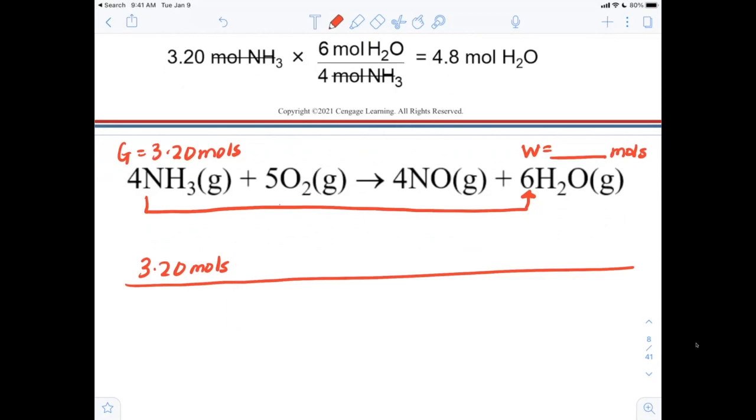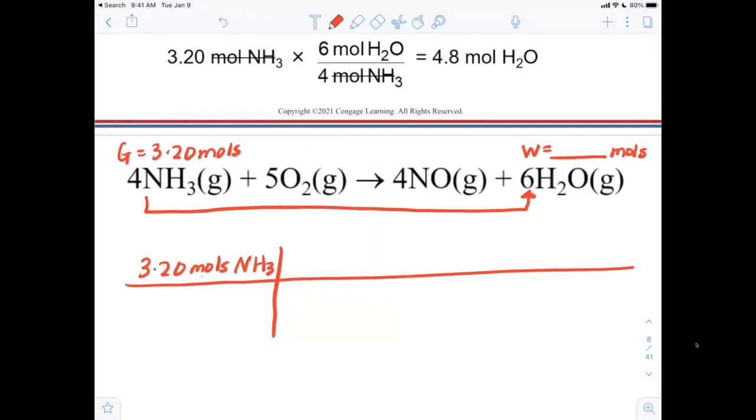Since I have moles, oh, I forgot one more thing. I'm trying to build better habits, y'all. Work with me here. Okay, I'm doing better. Once again, I'm a little rusty. 3.20 moles of NH3. Okay, so I got the units and I got the formula.